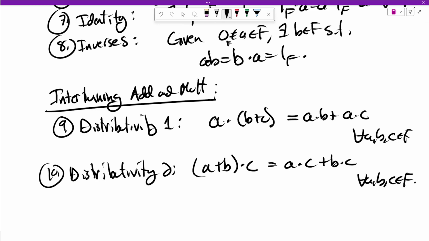But nevertheless, you should think about this last collection of checks we have to do. We have to do 10 checks. It's a lot of checks. But this last collection is a compatibility check between the 2 sort of separate operations, addition and multiplication. They have to play nicely with each other. And that's what distributivity tells us.